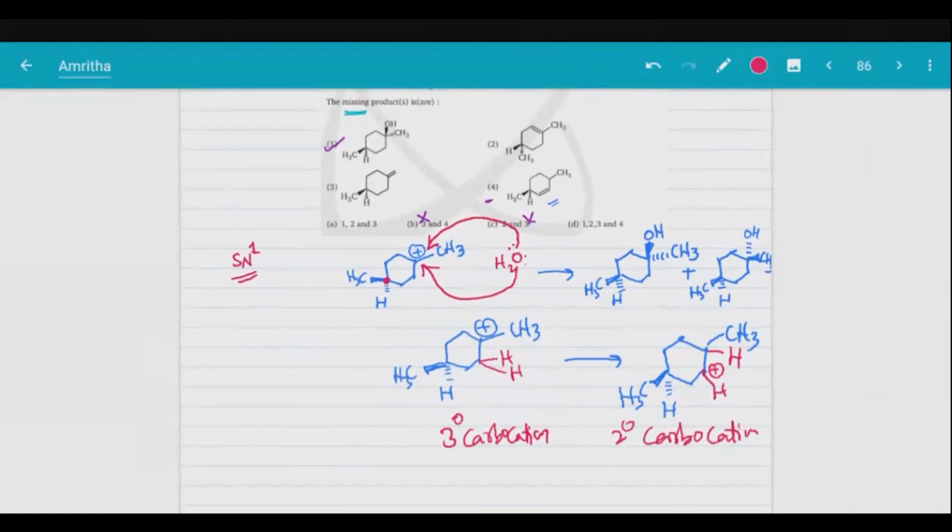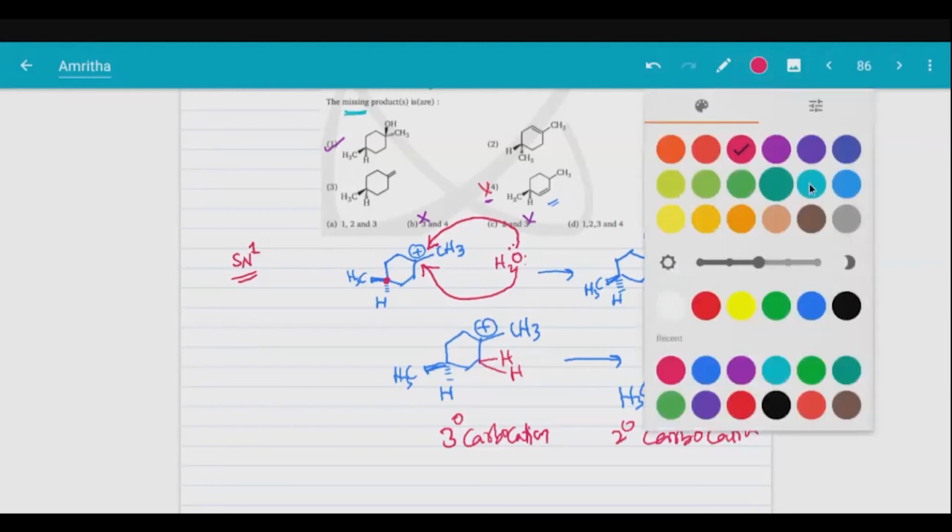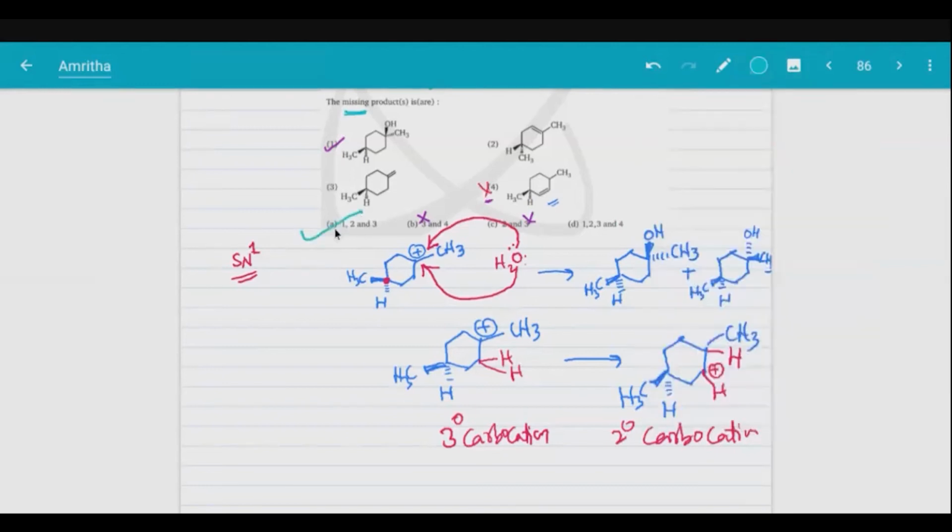No, right? Tertiary to secondary is not possible. Secondary to tertiary, fine. So 4 is not possible. 1, 2, 3 are all correct then. So 2, 3 elimination products, yes, they're possible.